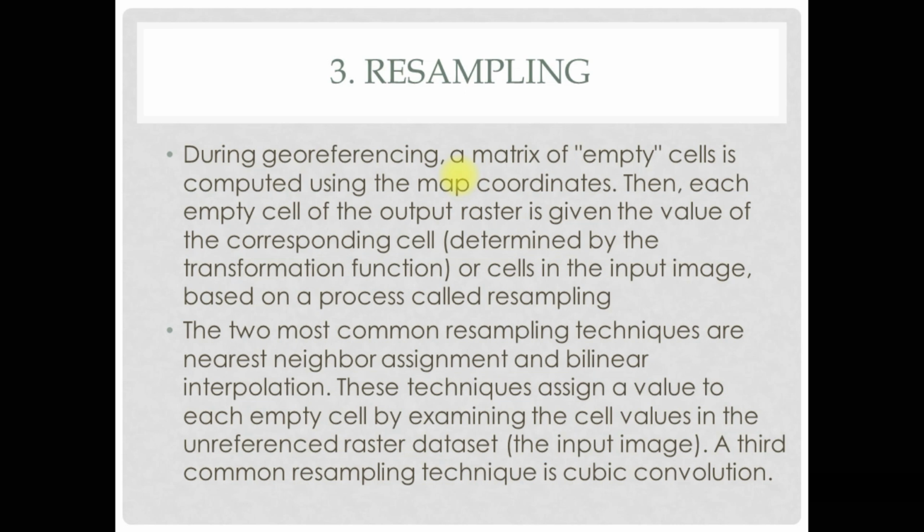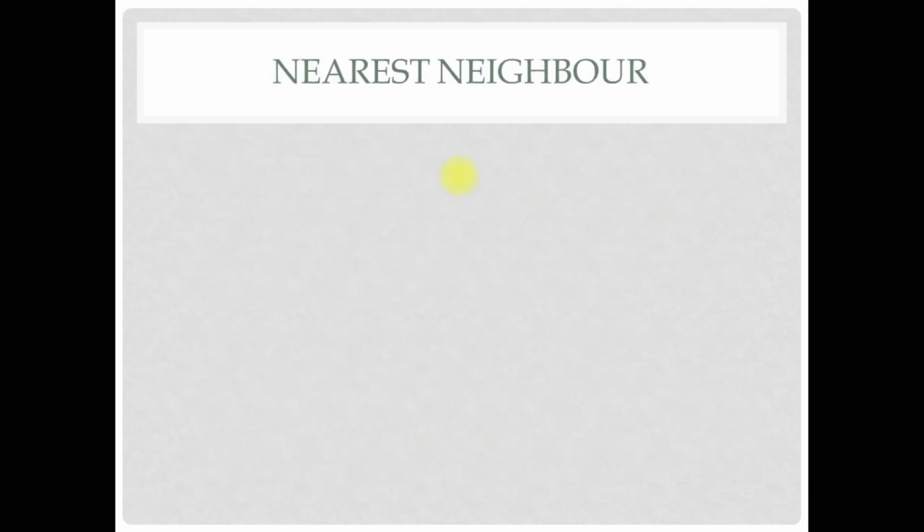The two most common resampling techniques are the nearest neighbor assignment and bilinear interpolation. These techniques assign a value to each empty cell by examining the cell values in the unreferenced raster dataset, the input image. A third common resampling technique is cubic convolution. So at first, let's consider the nearest neighbor technique.